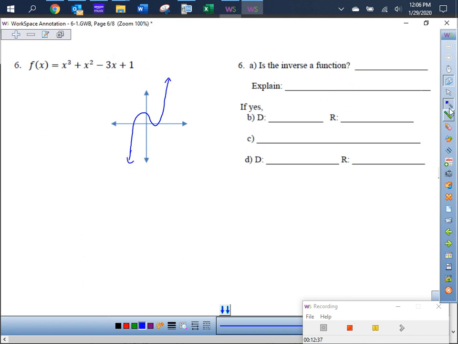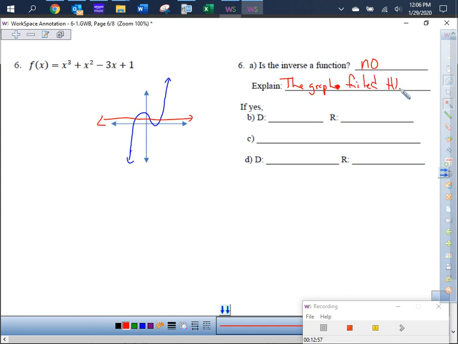They want to know if the inverse is a function. Well, we use the horizontal line test to tell that. And if you had this horizontal line right here, no way would it work. So this is a big fat no. Explain. The graph failed the horizontal line test.